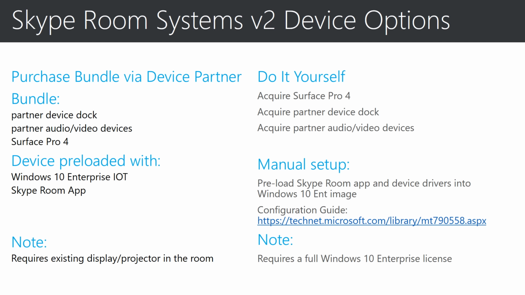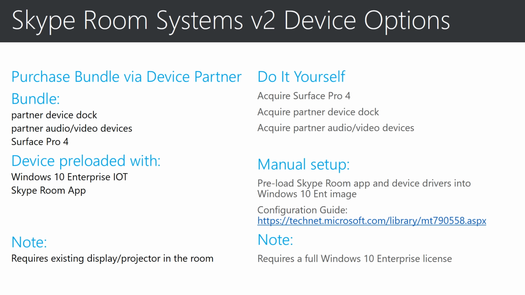Second option is to build your own device. You can purchase the device dock, a Surface Pro 4, and all the audio and video peripherals and build your own device. This is also specifically appropriate when you want to use your own corporate operating system image, even with the partner bundle option.